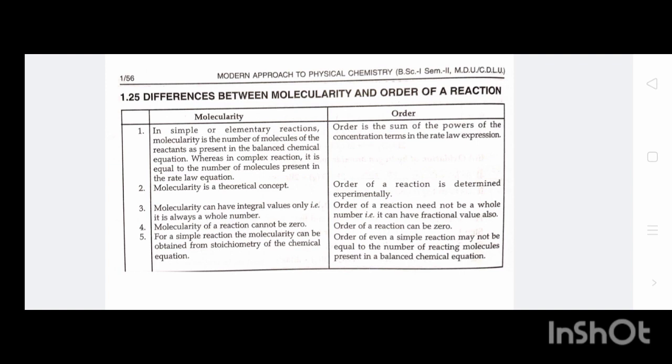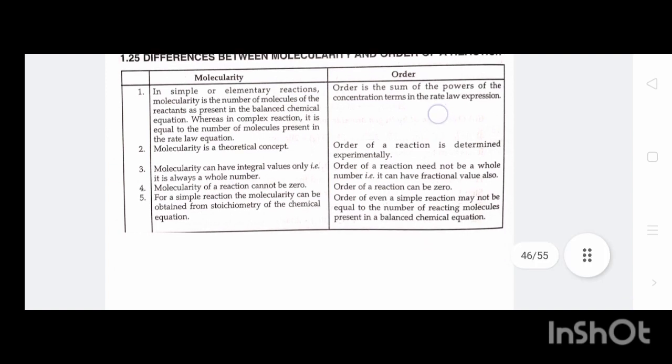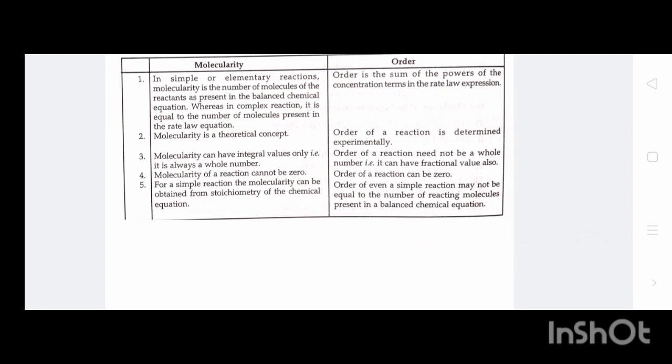For a simple reaction, the molecularity can be obtained from the stoichiometry of the chemical equation, whereas the order of reaction is the sum of the powers of the concentration terms in the rate law expression. Second, the order of reaction is determined experimentally, and the order need not be a whole number; it can have a fractional value also. Order of reaction can be zero. The order of even a simple reaction may not be equal to the number of reacting molecules present in the balanced chemical equation.